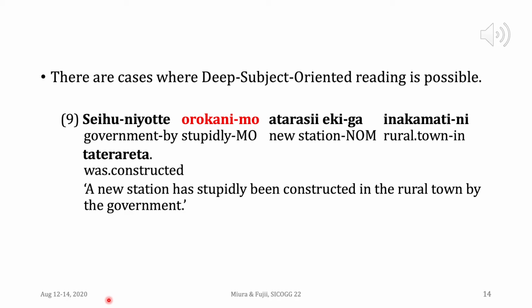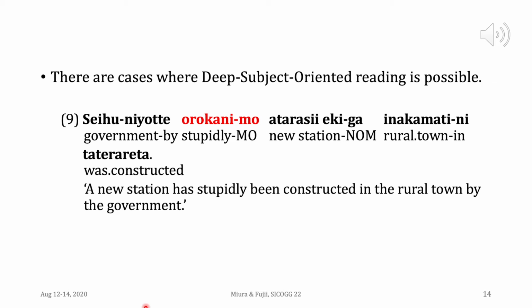Please look at 9. 政府によって愚かにも新しい駅が田舎町に建てられた。A new station has stupidly been constructed in the rural town by the government. This is a passive sentence whose surface subject is a non-human new station, and the by-phrase is headed by the postposition によって、政府によって。The government can be understood as the agent of stupidly in this example. We will discuss what causes this difference between this example and Kubota's example.